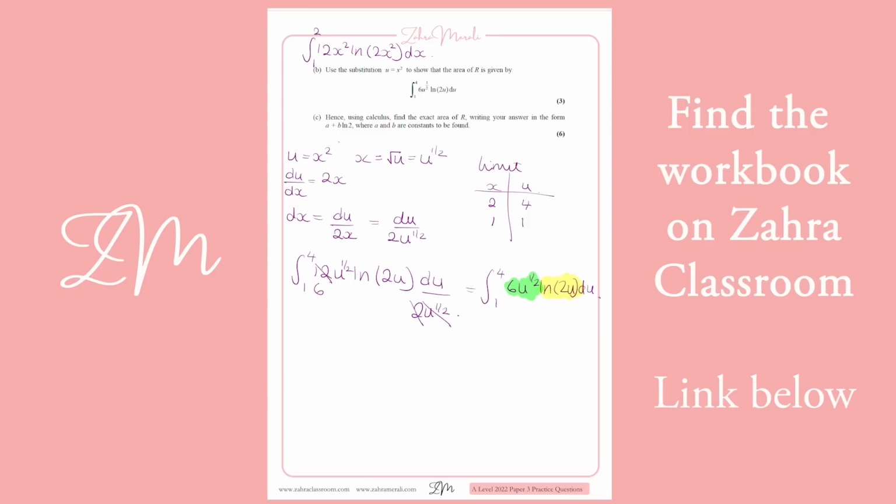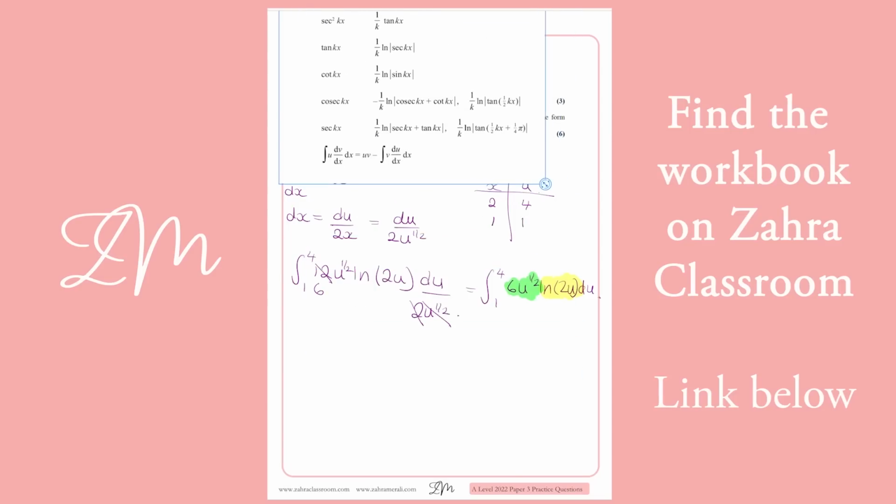So let's get our by parts formula up again. So we've got our formula for integration by parts, which is at the bottom and is given to you in your formula book. So we've got u, we're going to let u equal ln 2u. So it always takes priority as u. We don't know how to integrate it directly.